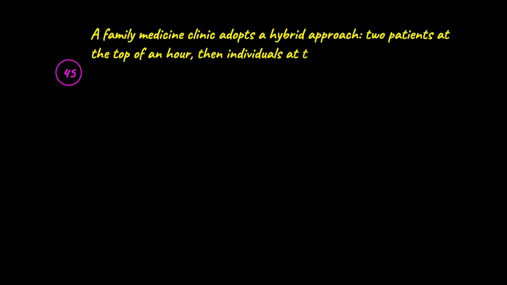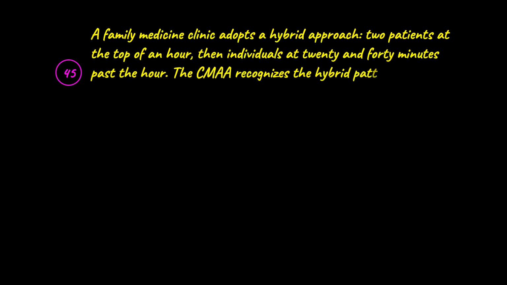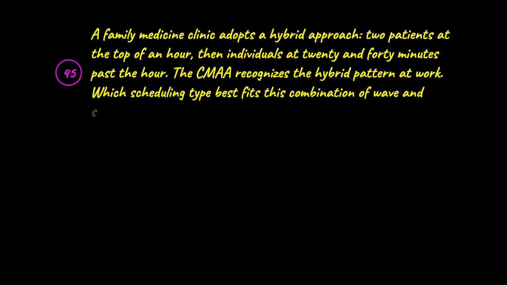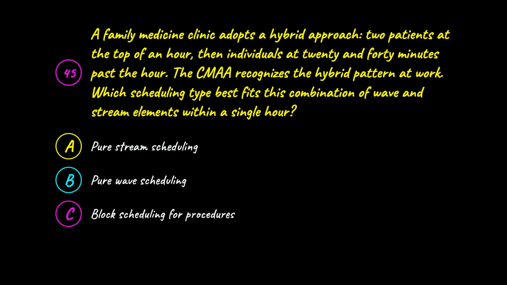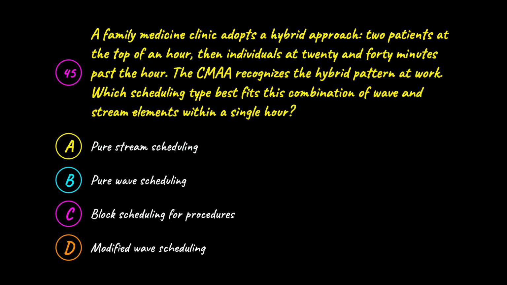Question 45. A family medicine clinic adopts a hybrid approach: 2 patients at the top of an hour, then individuals at 20 and 40 minutes past the hour. The CMAA recognizes the hybrid pattern at work. Which scheduling type best fits this combination of wave and stream elements within a single hour? Your options are A. Pure stream scheduling, B. Pure wave scheduling, C. Block scheduling for procedures, D. Modified wave scheduling. Pick one. Trust your gut. Here's your chance to test yourself.